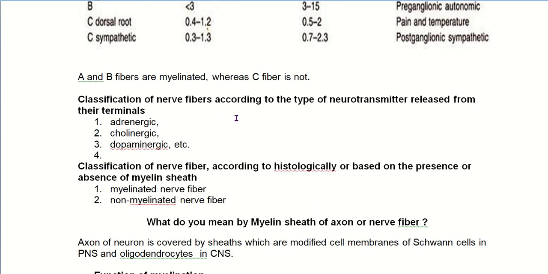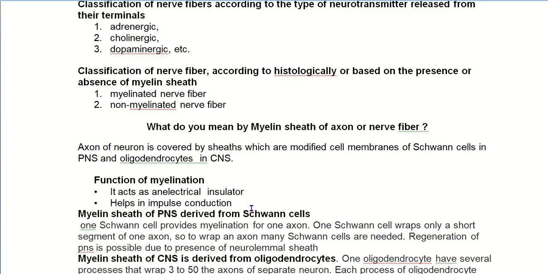Classification of nerve fiber according to the type of the neurotransmitter released from their terminals: adrenergic, cholinergic, dopaminergic. Classification of nerve fiber according to the histology, or based on the presence or absence of myelin sheath: myelinated nerve fiber and non-myelinated nerve fiber. What do you mean by the myelin sheath of the axon or nerve fiber?